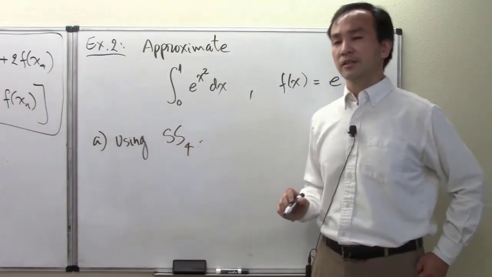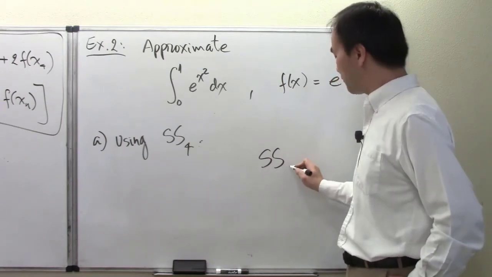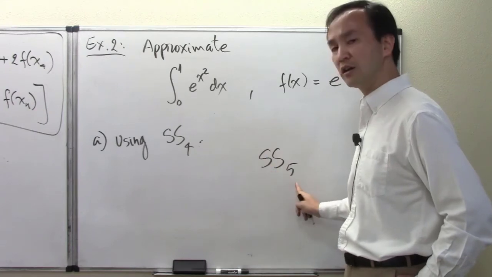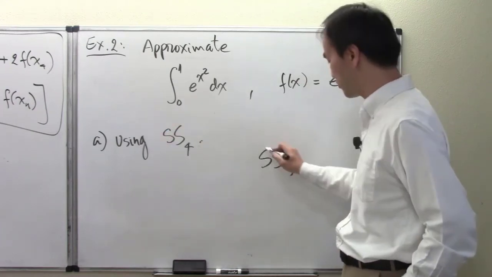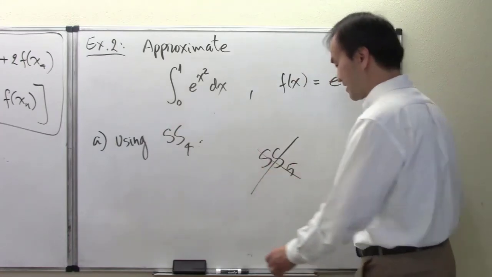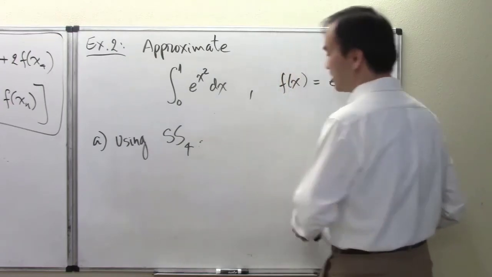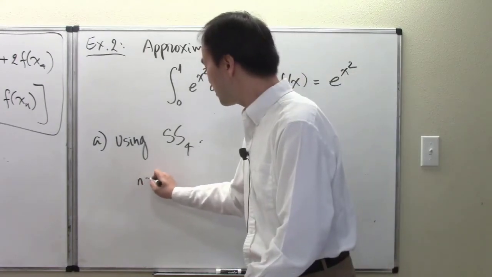Keep in mind, we will never, and no one will ever ask you for SS5, because we can't go with Simpson's rule on an odd number of subintervals. We can only work with an even number of subintervals. So you never have to worry about this. That's something I can surely cross out of our work list right there. But now SS4. So that means n equals 4.